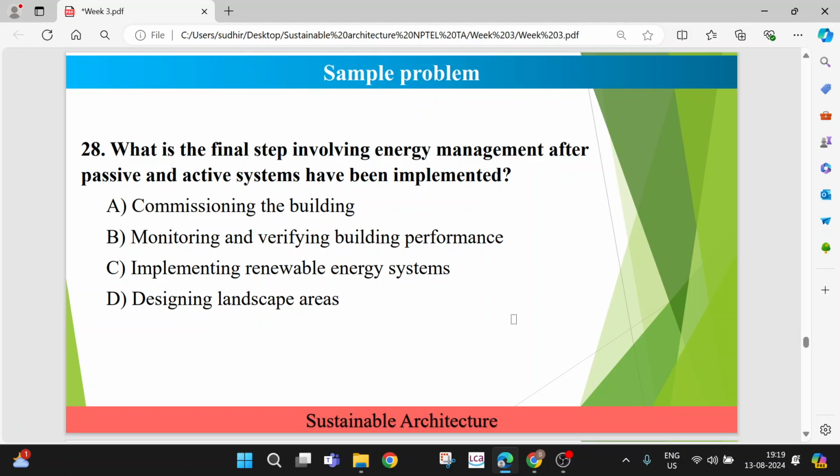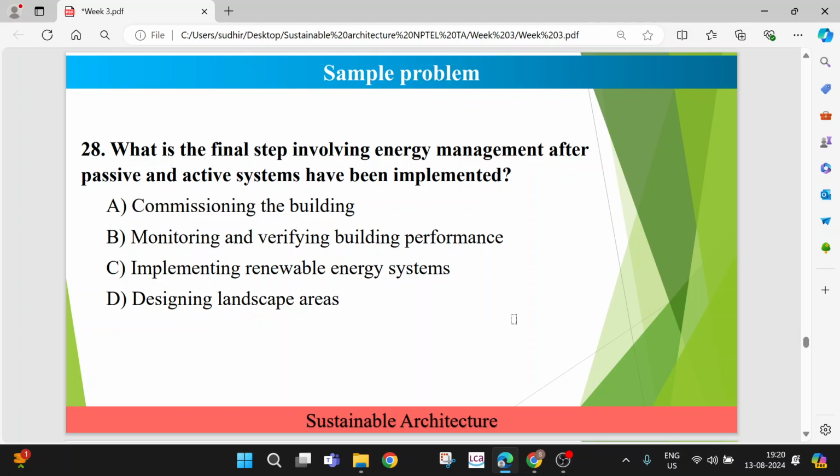Option C, sir. Yeah, option C is the right answer to that question. After completing the design or installation of the passive and active systems, if there are some energy requirements, then the final step you will take for energy management is implementing renewable energy systems. This step will ensure that any remaining energy needs are met through on-site renewable sources such as solar photovoltaic systems or wind turbines, enhancing the overall sustainability of the building.